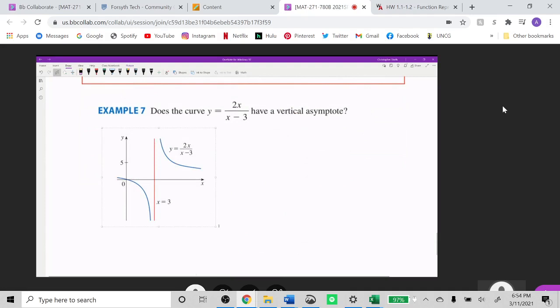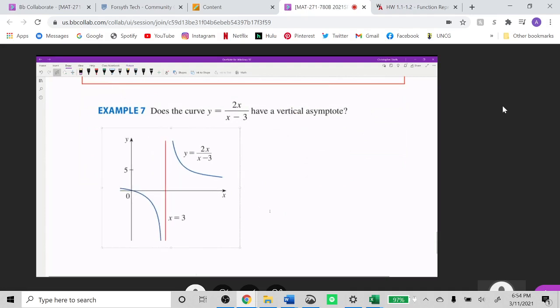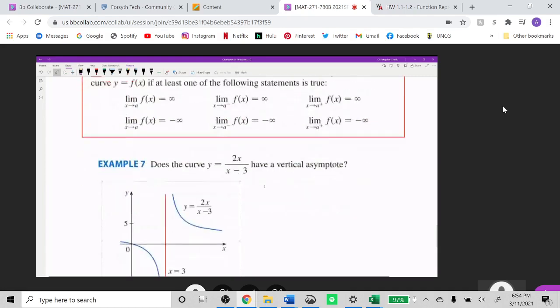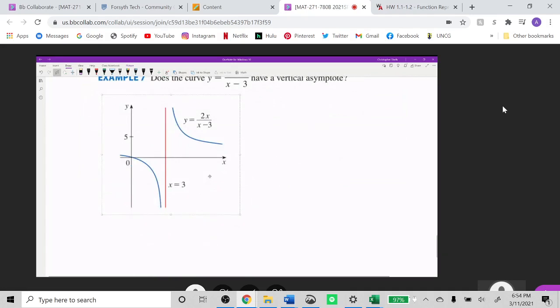The graph doesn't graph the, or did I say horizontal? I meant vertical. The graph doesn't graph the vertical asymptote for you because that's not a feature. It's not a line that is graphed with the function. So let's look at the one-sided limits of this function as x approaches 3. Sorry, I get a little excited and I forget how to talk.